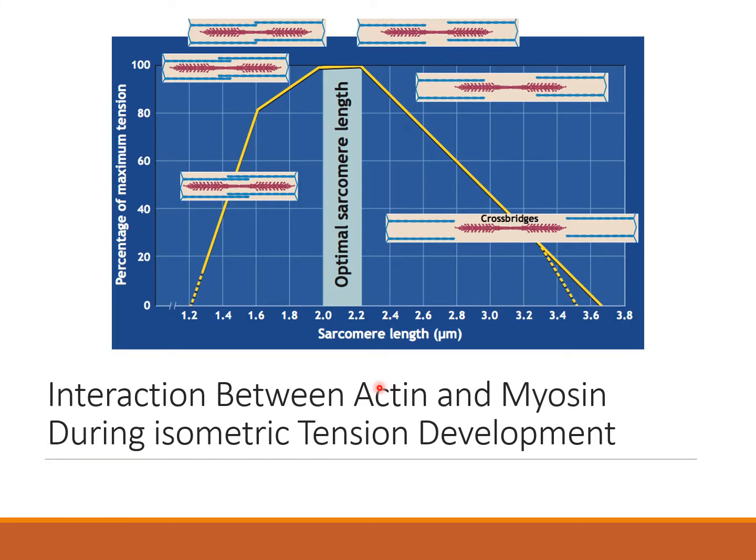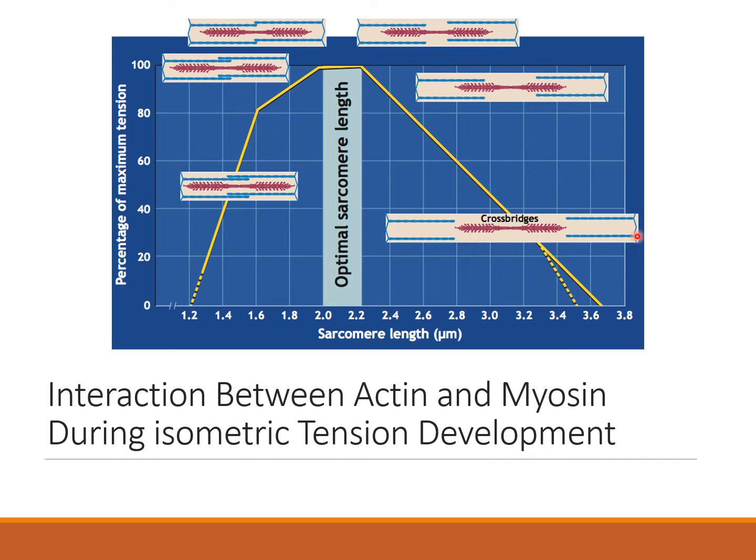And here is that balance. So here's the interaction between actin and myosin during an isometric contraction. If it's too short, you get too much crossover here, and you can see your maximum tension starts to go down pretty significantly. There's almost too much crossover, right? You're not getting that optimal amount that you need to create the most tension possible.